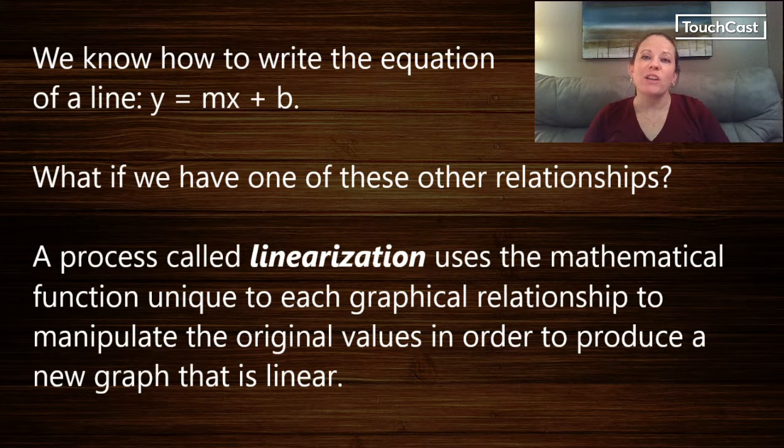Well, this process called linearization uses the mathematical function unique to each graphical relationship to manipulate the original values in order to produce a new graph that's linear. So we're going to think about matching the shape of the graph to the mathematical function that's going to tell us what operations to do on our input values in order to generate output values such that we always end up with a straight line, a linear graph, because we know how to interpret linear graphs.